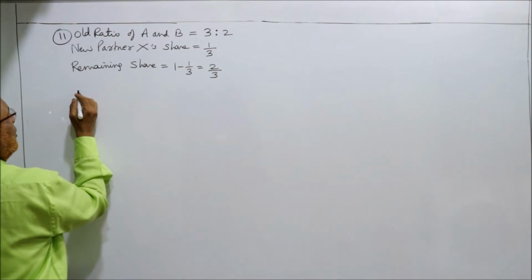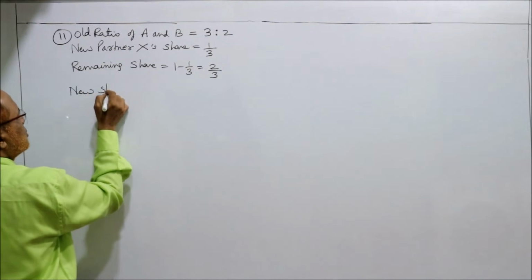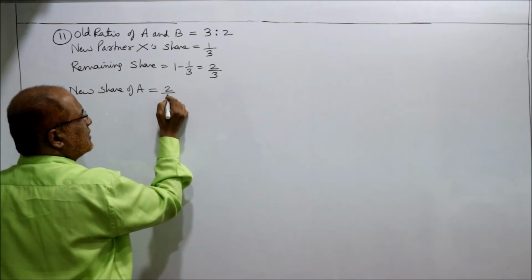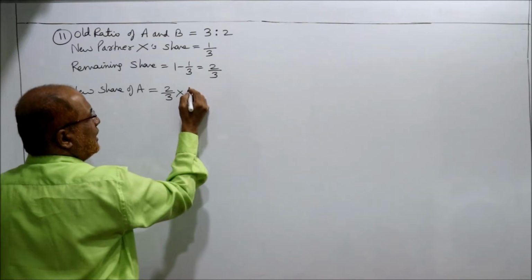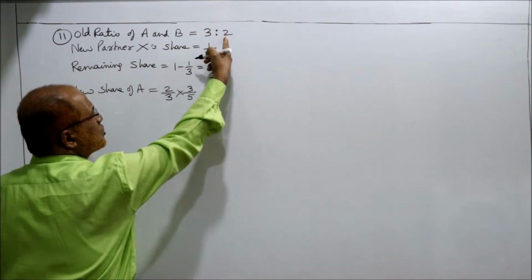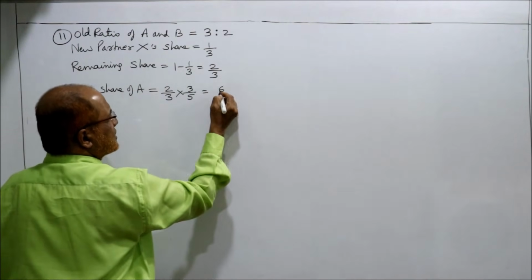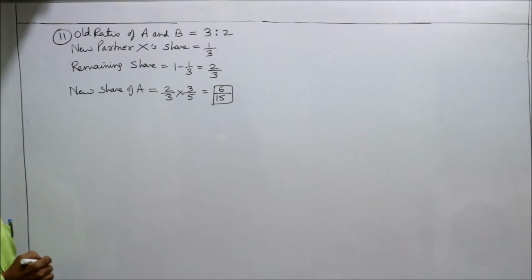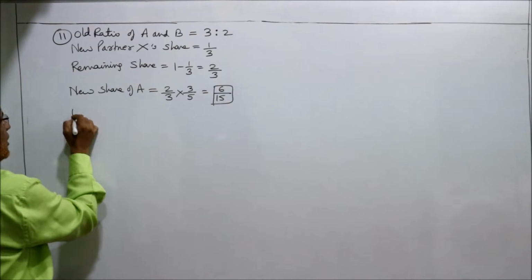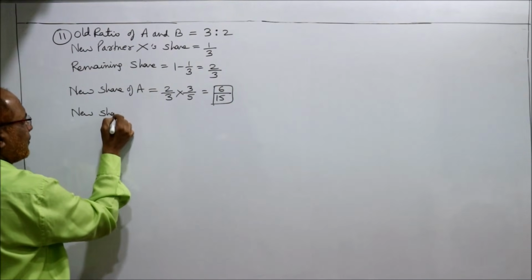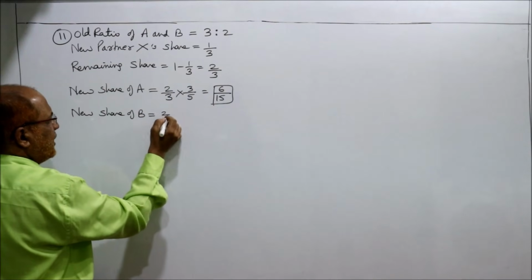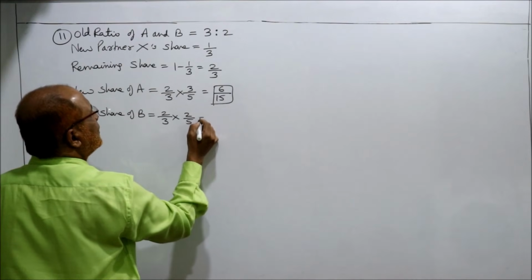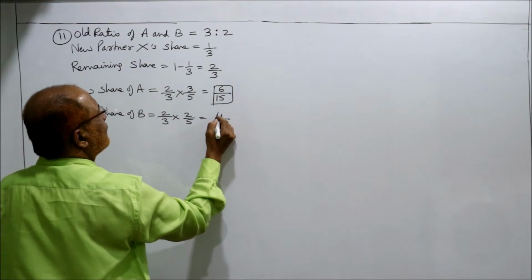So new share of A is equal to, what is the remaining share? 2/3. What is the old ratio? 3/5. 3 plus 2 is 5. 3 2s are 6. 3 5s are 15. So new ratio is 6/15. A's new share. New share of B. The remaining share is 2/3 into, what is the old ratio of B? 2/5. So 2 2s are 4. 4/15.